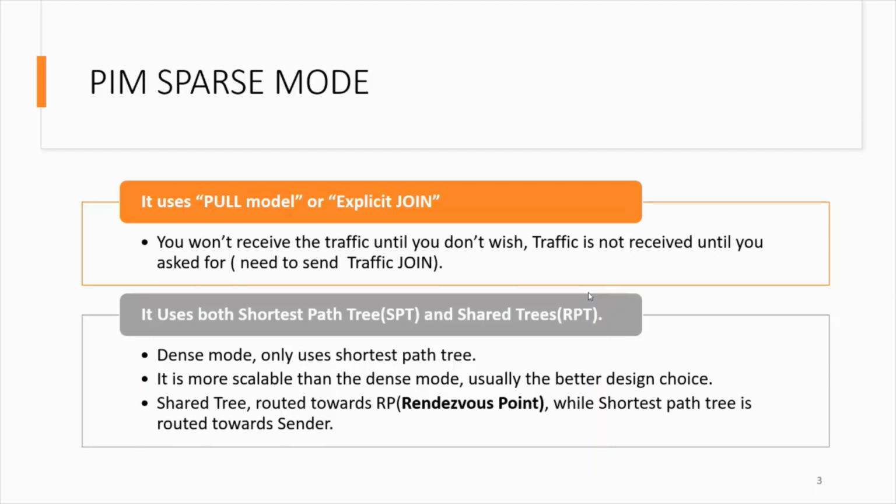It also uses two kinds of trees, the shortest path tree and the shared tree, while dense mode only uses the shortest path tree. Sparse mode is more scalable compared to dense mode. The shared tree is routed towards the rendezvous point, which we also call the RP, while the shortest path tree is routed towards the sender.